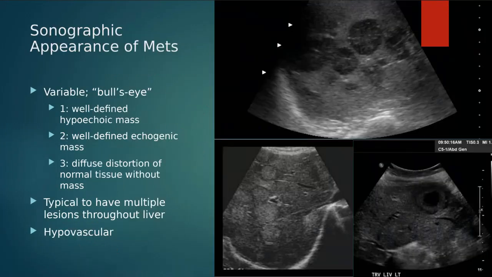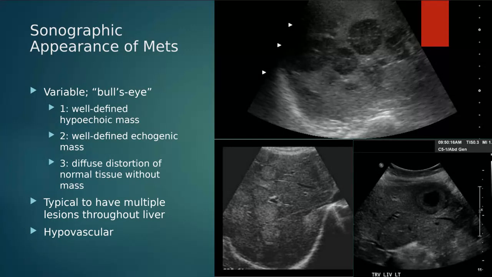And then the metastatic appearance on ultrasound, again, that bullseye appearance, we could have variations of that. So we could have a well-defined hypoechoic mass, like that top image there. We could see a well-defined echogenic mass, like the bottom left images or masses in that image. And then we could see diffuse distortion of normal tissues without a mass. So the tissue could start to just look really, really irregular, really lumpy, bumpy. We don't have an image of that on here.